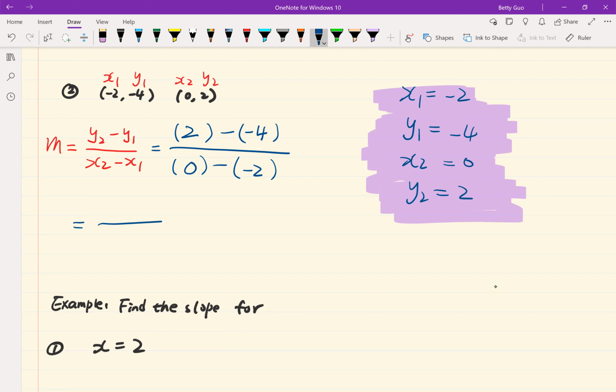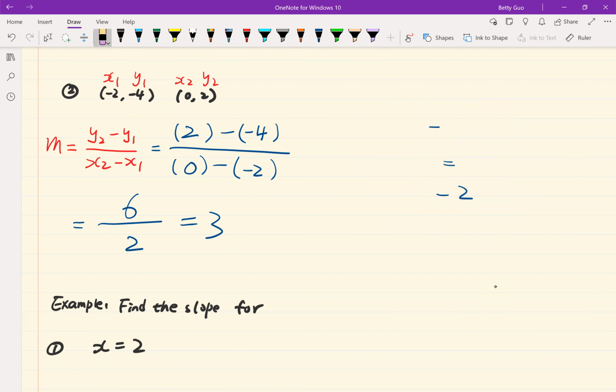Tell me please, what's the numerator? 2 minus negative 4. Yeah, minus negative 4 is plus positive 4, right? 2 plus 4 is 6. Very good. Denominator, what's 0 minus negative 2? Minus negative is the same as plus positive, so it's 2. Reduce, what's 6 over 2? 3, yeah. In this case, the slope we got for this straight line is a positive 3.